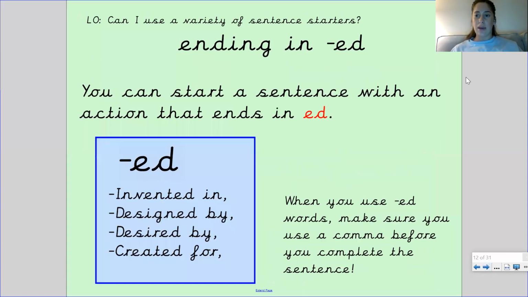Now, the fourth way that we could start a sentence is with words, well, action words or verbs, ending in ed. You can start a sentence with these words as well. For example, invented in whatever year, designed by a person, desired by, created for. You can use these words as sentence starters, and we will have a look at how.